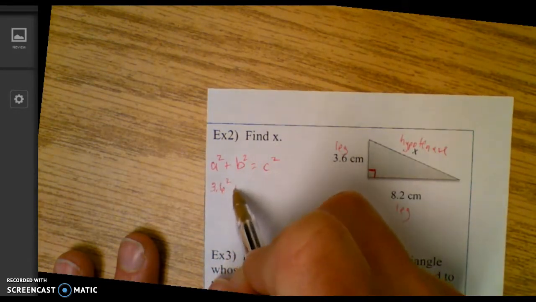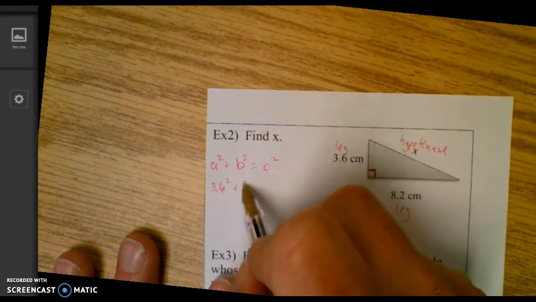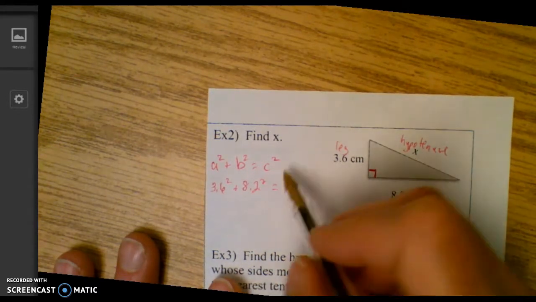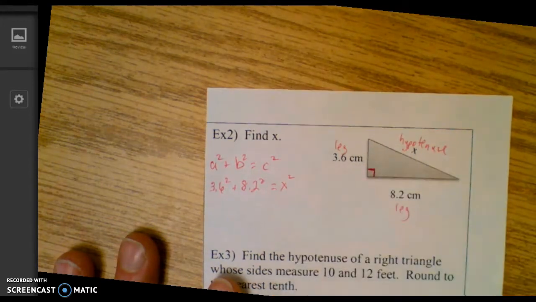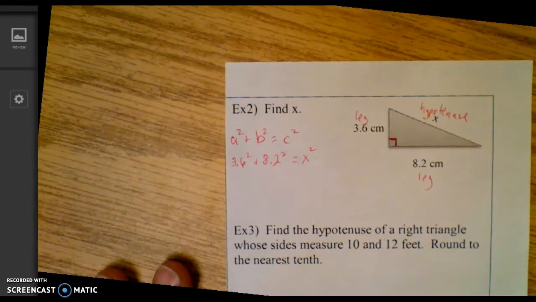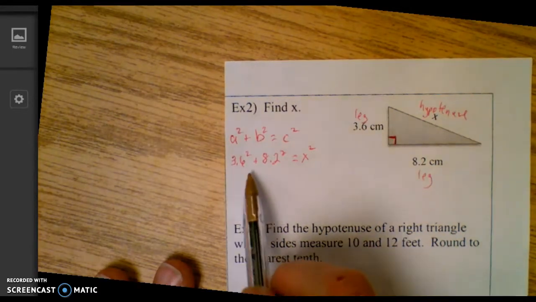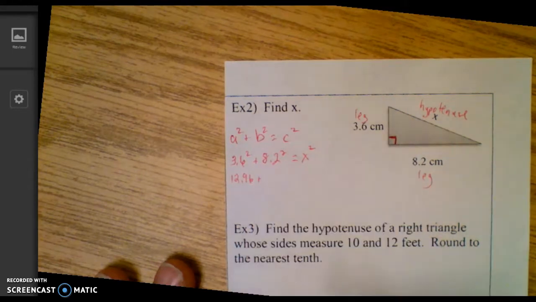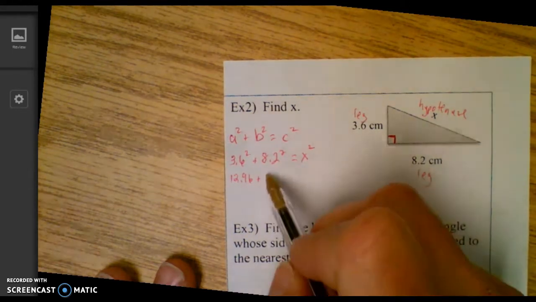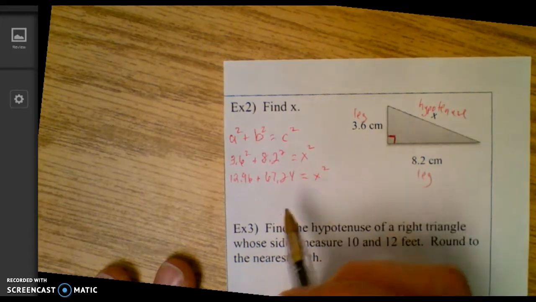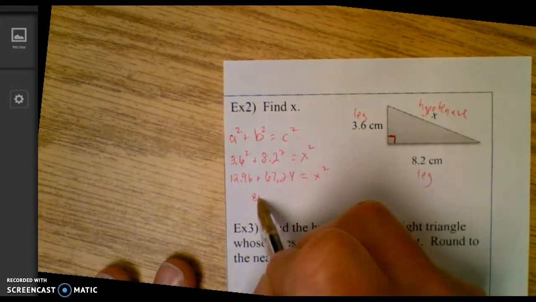Our legs are 3.6 and 8.2. We have a hypotenuse that is missing, so we will use the variable x. Again, to solve, we're going to square both of our values. So I believe 3.6 squared is 12.96. 8.2 squared is 67.24. And adding those together should give us 80.2.